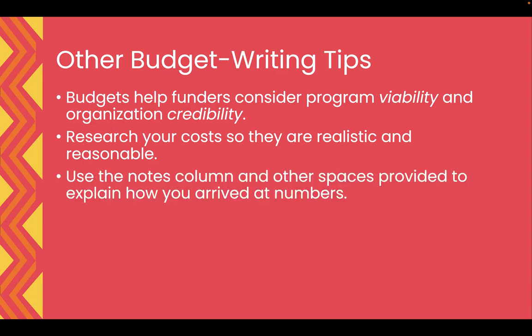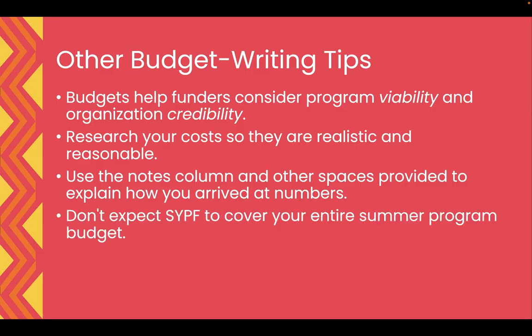Use the notes column and other spaces provided to explain how you arrived at numbers. So you'll have a chance to explain your budgets in your application. You also have a chance to talk about what are the other sources of funding if you have listed any that you're planning to approach, and even when you might hear a decision on those things, or what you plan to do if you don't raise all of your money. So use those spaces to really help us understand how you're thinking about all these questions.